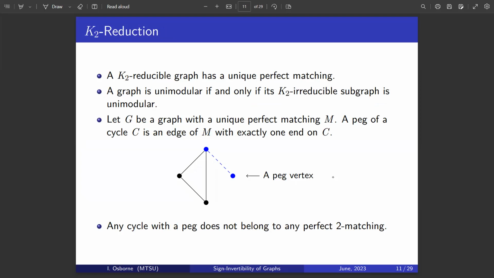Let's see, K2 reduction. Okay, so we define a peg vertex as just a vertex that's on a cycle that would be eliminated with K2 reduction. And these pegs are extremely important for our s-invertibility criteria, because what they run into is, going back to that determinant formula from earlier, if you have a cycle with a peg, then it is only going to have an edge matching.